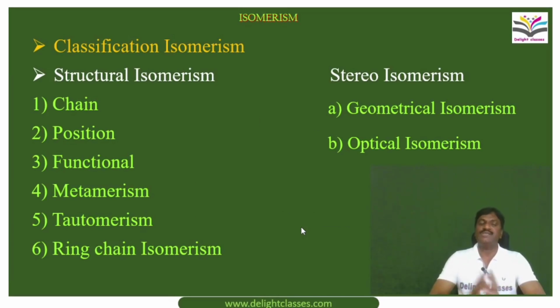Now, isomerism is classified mainly into structural isomerism and stereoisomerism. Structural isomerism is again classified into chain isomerism, position isomerism, functional isomerism, metamerism, tautomerism, and ring chain isomerism. Stereoisomerism is classified into geometrical isomerism and optical isomerism.